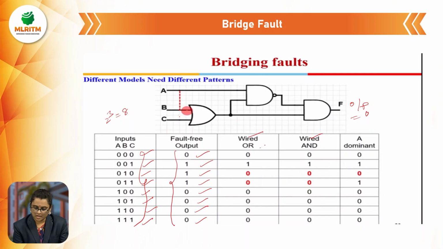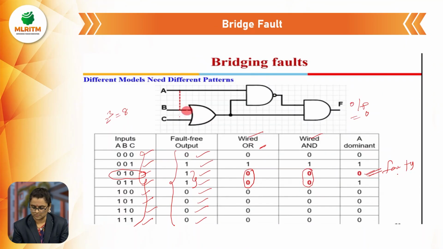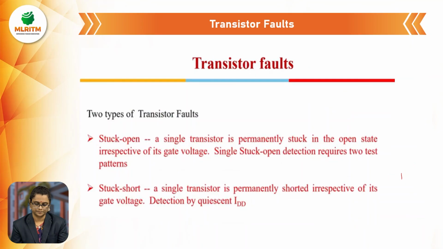If it is wired OR, instead of 1 1, we will get the 0 0 output here. With the wired AND gate, instead of 1 1, we will get the 0 0 here. And with A dominant, only at the 0 1 0 path can we get the faulty output. This is about the bridging fault.